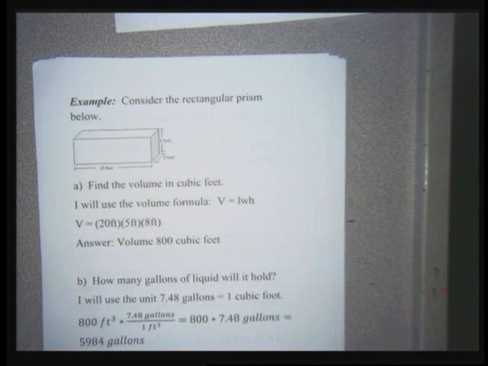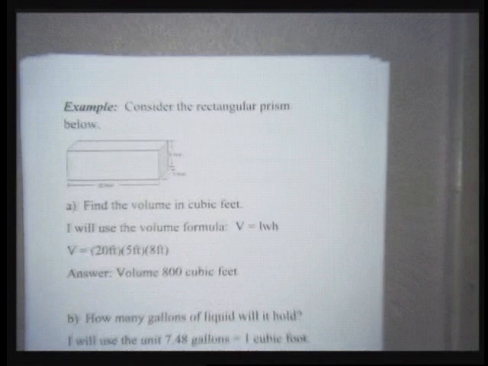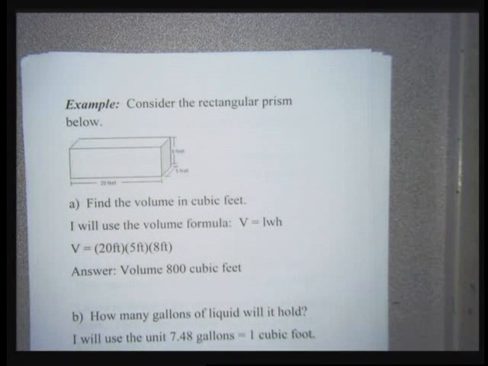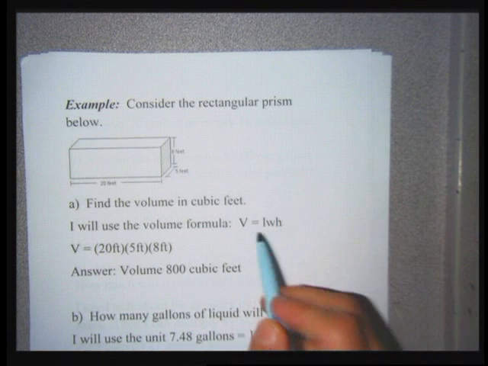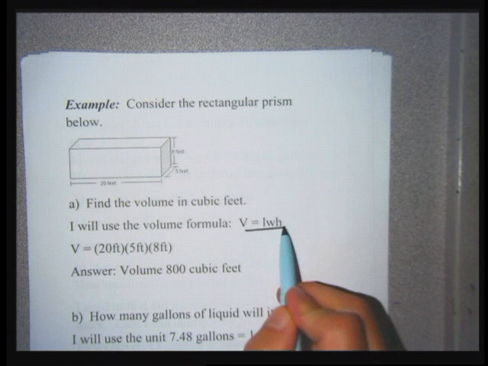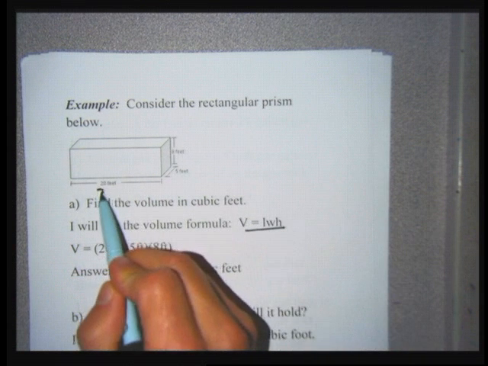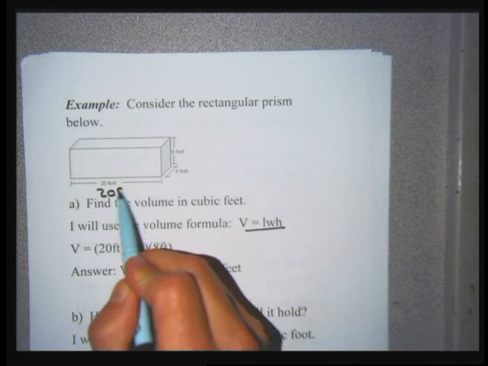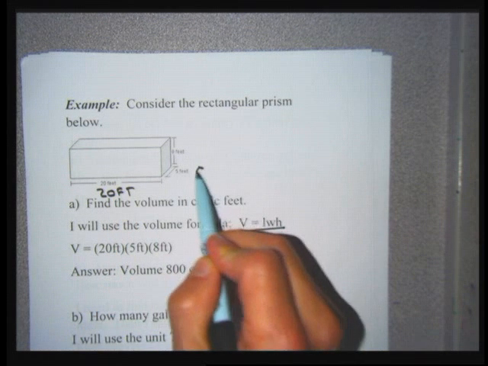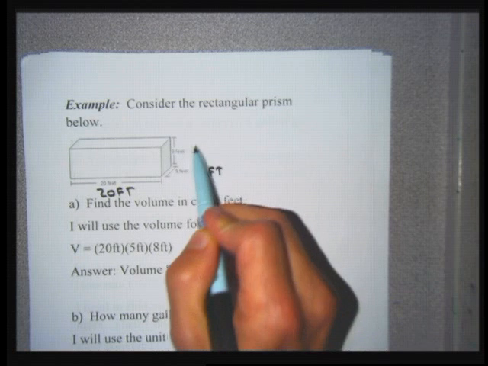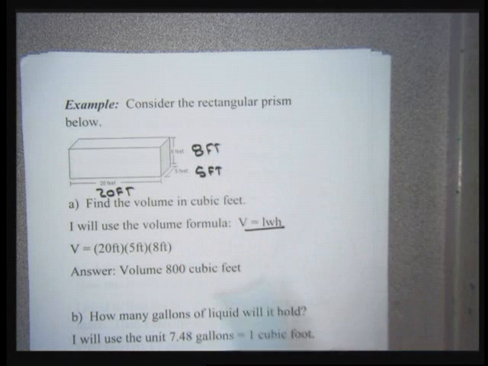Okay, a 2-part problem. That recalls some geometry. So look at this rectangular prism, and it brought back something from section 2.3. Find the volume. Well, the volume formula for a rectangular prism is length times width times height, and it doesn't matter what you call the length, the width, and the height. I'm just going to take the 3 lengths and multiply them. So I'm going to multiply the 20 feet, the 5 feet, and the 8 feet, and that will give me the volume in cubic feet.